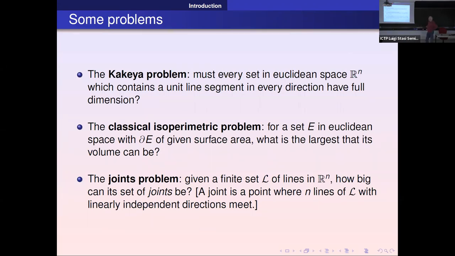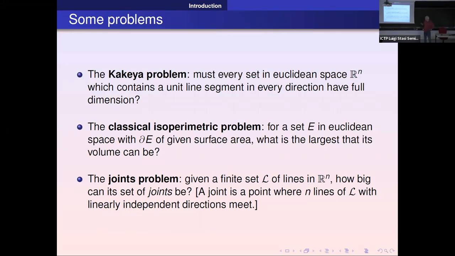So the first problem is the Carbery problem, which says that if you have a set in Euclidean space which contains a unit line segment in every direction, must it have full dimension? And I don't really care whether we mean Hausdorff or Minkowski or whatever dimension, any sensible version of dimension. Then there's the classical isoperimetric problem. If you take a set E in Euclidean space with a given surface area, boundary of a given surface area, what's the largest that its volume can be?